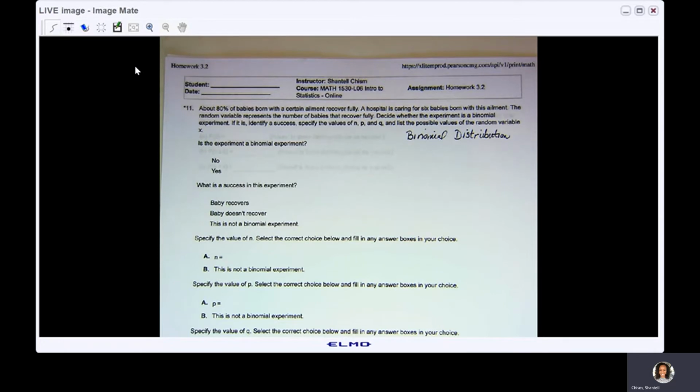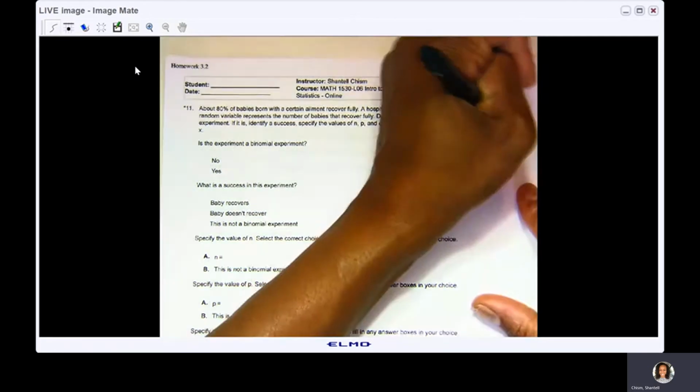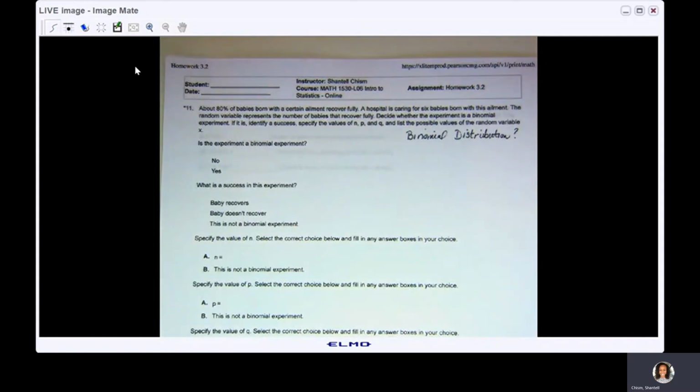So a binomial distribution has a set number of trials. Each trial is independent of each other, and you have only two outcomes possible for each trial, success or failure. Okay, so let's look at this problem and see if we have a binomial distribution. And then we'll look at it with some problems.